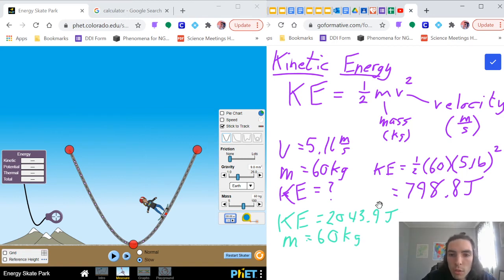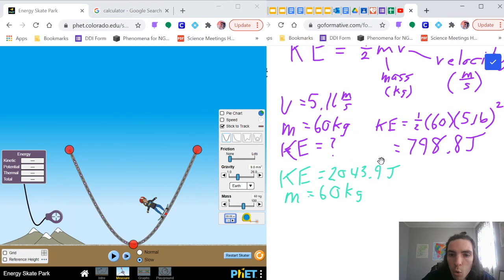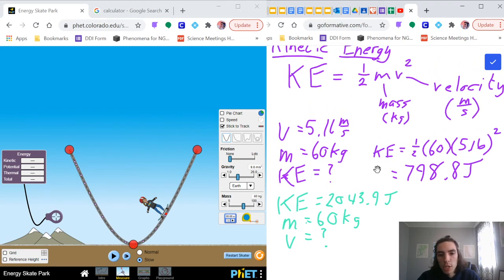And the only question for us now is going to be what velocity must they achieve at this point in order to make this system work. Right, so now just like when we were solving for a height with our potential energy equation, we're going to have to do some rearranging here because this equation is not already solved for velocity. It doesn't say v equals blank.